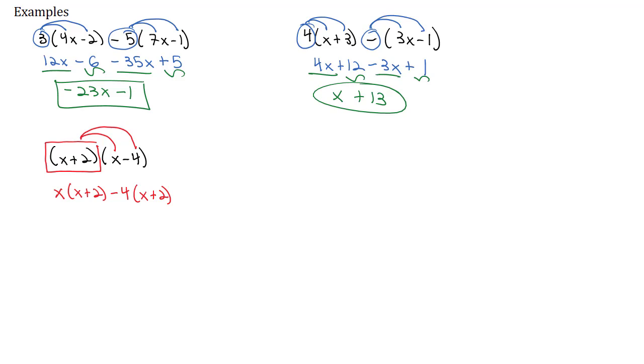Now it looks just like the problems we had before, where we can distribute, giving us x squared plus 2x, and distribute the negative 4 through, giving us negative 4x and a negative 8. And then we can go back and combine like terms in the middle, giving us x squared minus 2x minus 8 for our final solution.